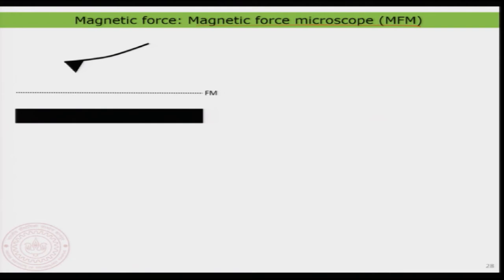So, the difference that you are going to see in this case is everything is going to be the same as before, but the only difference is that the cantilever will be modified with magnetic material. This is also possible to be done using e-beam epitaxy. I have also told you that in the case of scanning tunneling microscopy. There you have seen that we can just deposit the magnetic material on top of the tip and then you can make the tip magnetic.